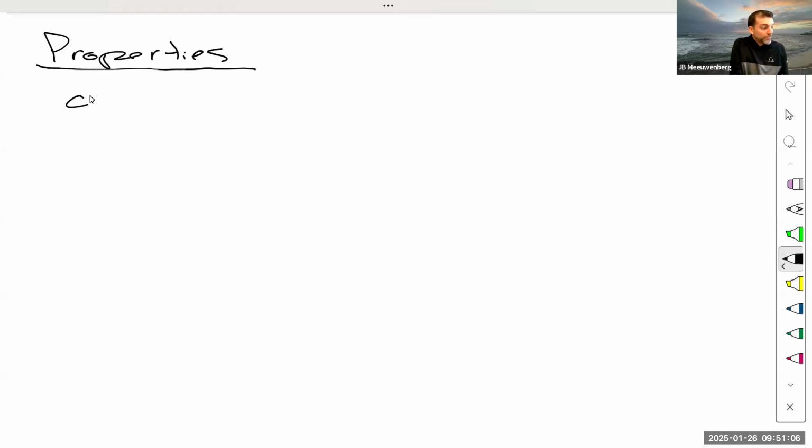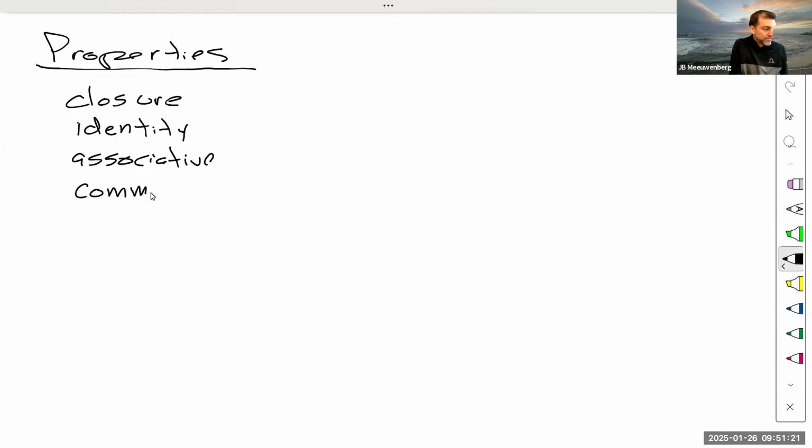They are called closure properties, identity, associative, and commutative. I'll talk about each one of those in depth, specifically with regards to addition, because that's what we're discussing right now. We'll also talk about inequalities. So let's start with closure.